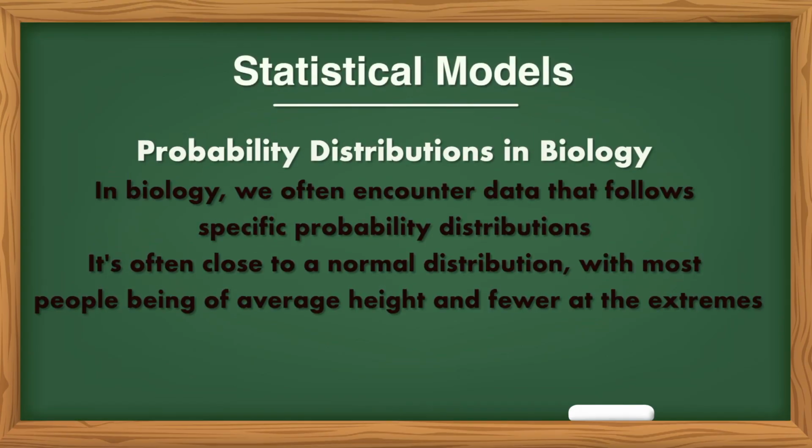First one is probability distributions in biology. Before we delve into the statistical model, it is essential to understand the probability distribution. In biology, we often encounter data that follows a specific probability distribution. For example, think of a distribution of height in a population. It is often close to a normal distribution, with most people being of average height and fewer at the extremes. You can actually draw how the normal distribution looks.